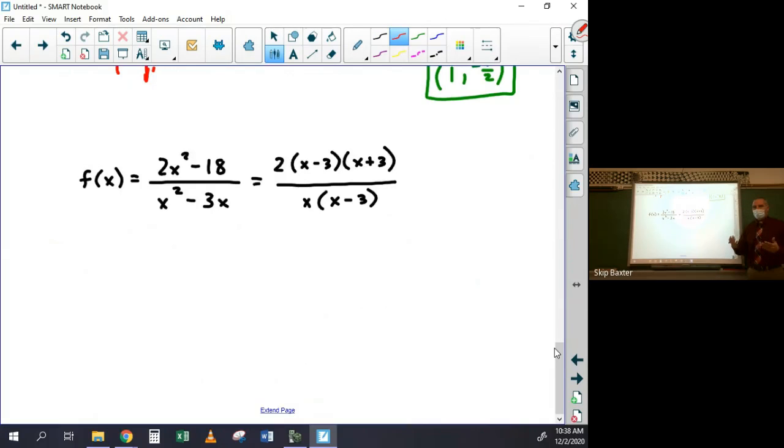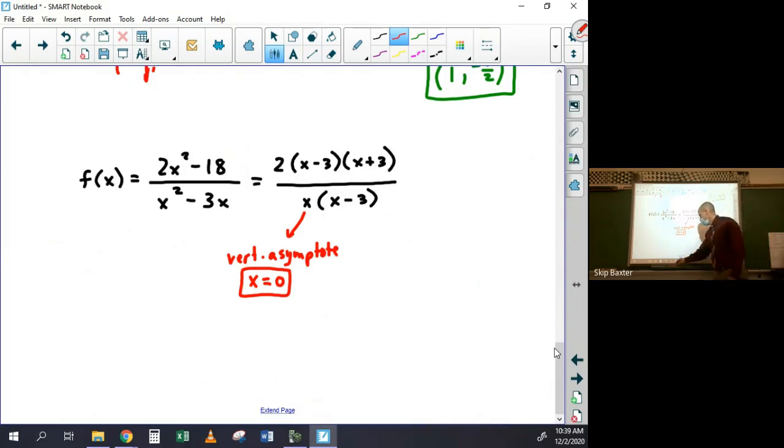Now you look at where the denominator is 0. It's 0 at 0 and 3, right? Those are the two points that make this fraction undefined. At 0, since there's not a factor of x on top, that corresponds to a vertical asymptote: x equals 0. But there's a matching factor with x minus 3. That means there's a hole, right? So you can say there's a hole, and its x value is 3.